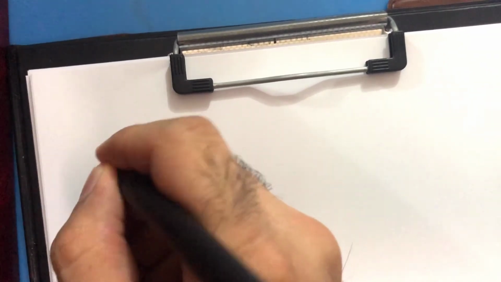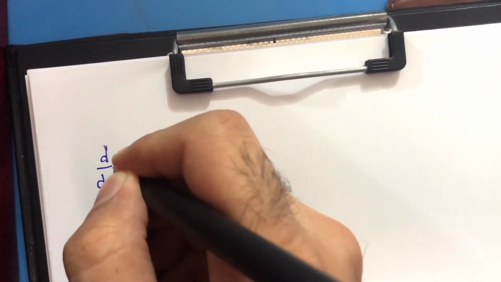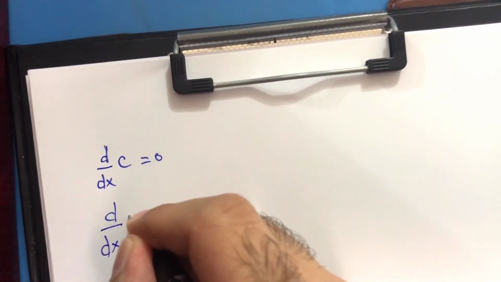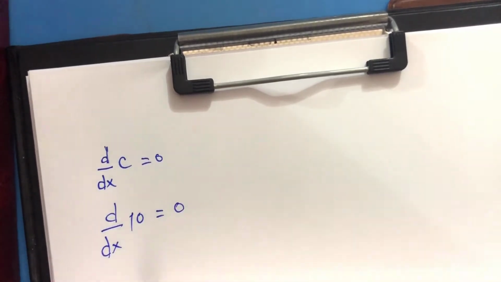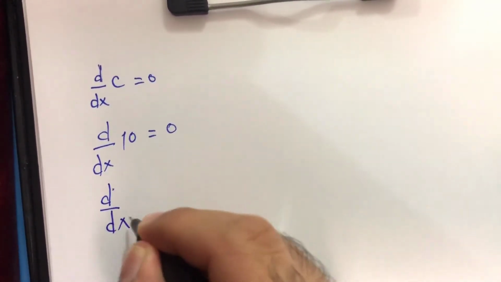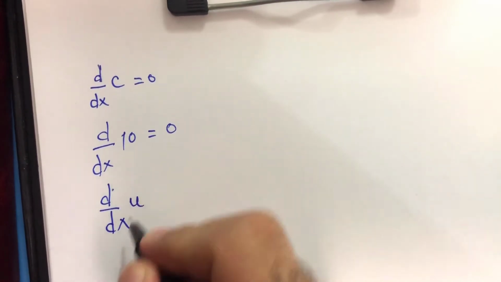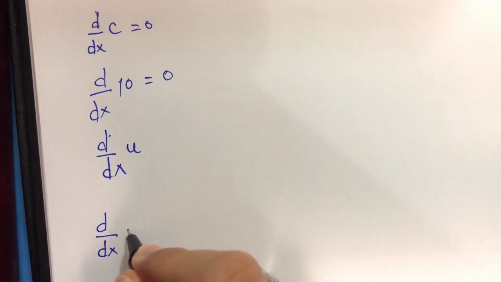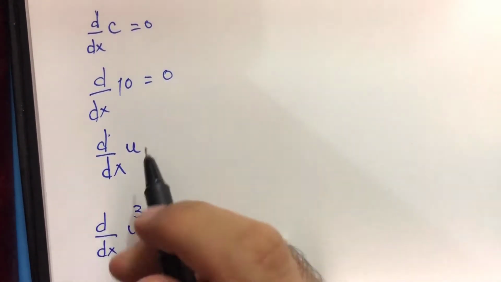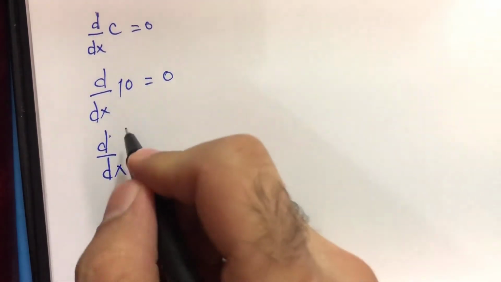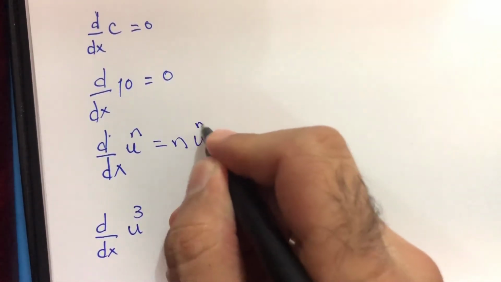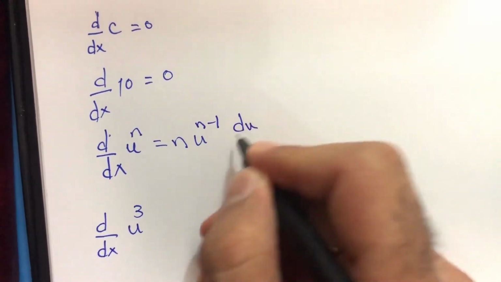We say that d by dx of c, where c is any constant, will be 0. For example, d by dx of 10 will be 0. Also, we learned that d by dx of u, where u is any function, for example, d by dx of u to the power 3, we learned that d by dx of u to the power n is equal to n multiplied by u to the power n minus 1 multiplied by du by dx.